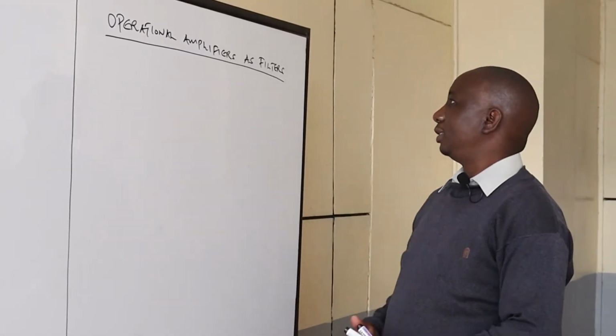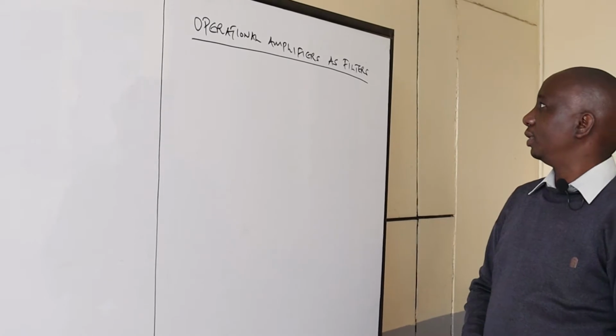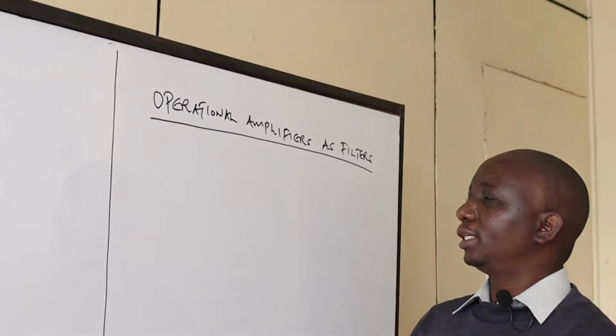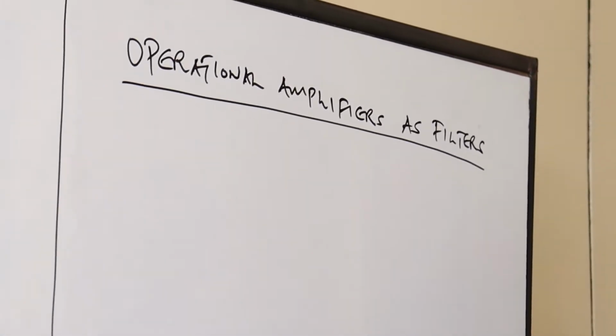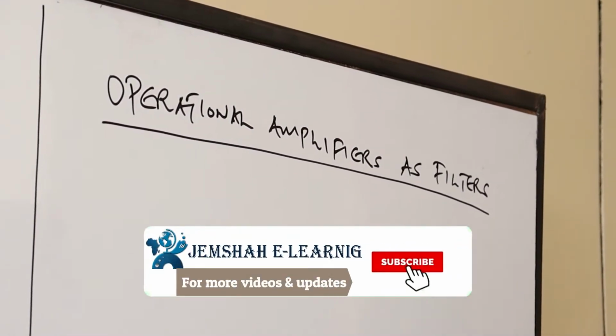So today we are going to study something in operational amplifiers when applied as filters. Filters are basically circuits that are there to limit or to allow a certain range of frequency to pass.